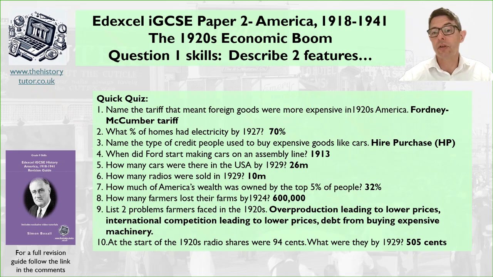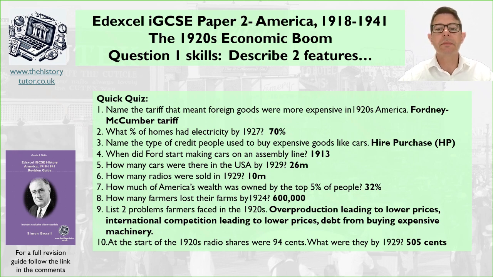Name the tariffs that meant foreign goods were more expensive in 1920s America. The Fordney-McCumber tariff helped make sure that American goods were cheap and helped boom the economy. What percentage of homes had electricity in 1927? A staggering 70%, which meant people could obviously buy consumer goods for their homes. You couldn't have a radio without electricity, for instance.